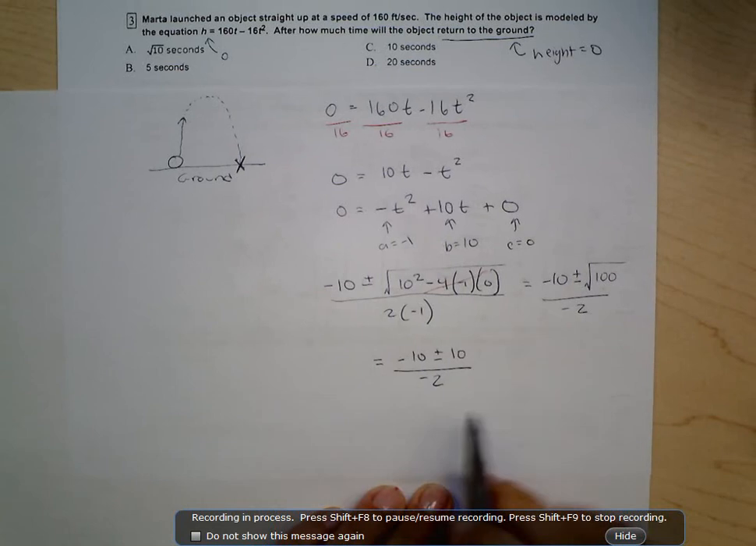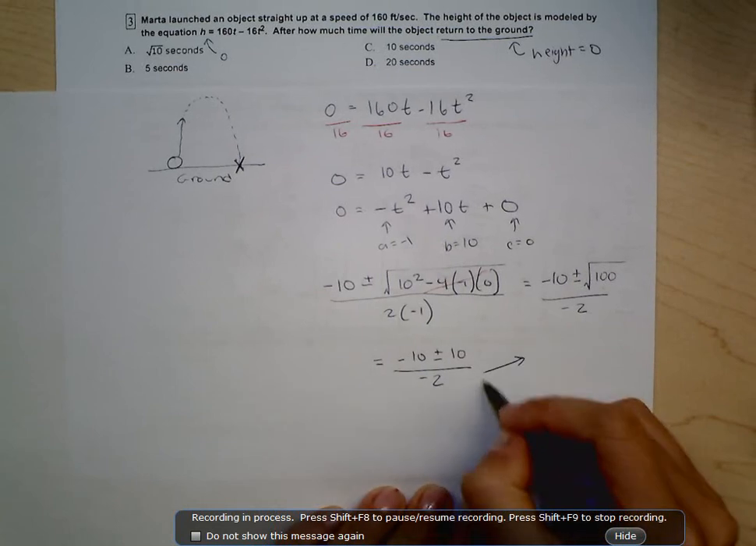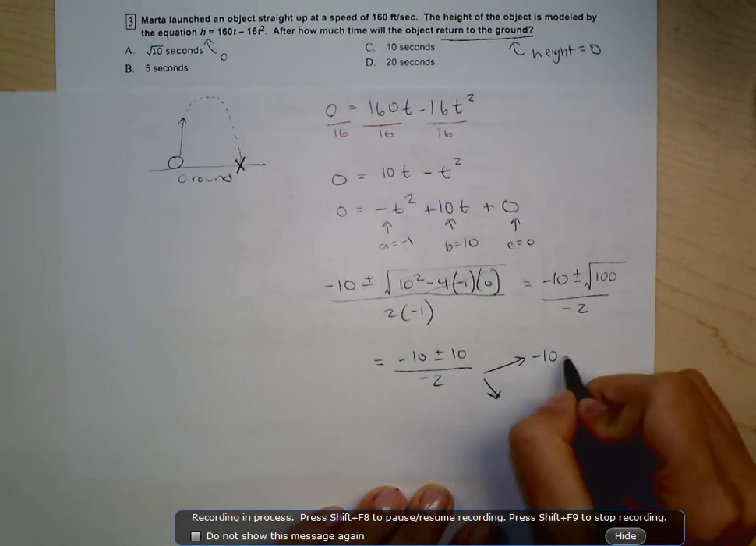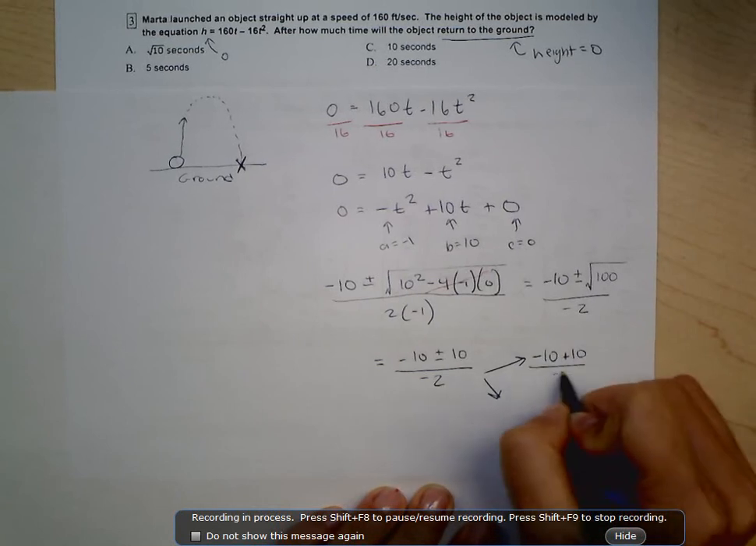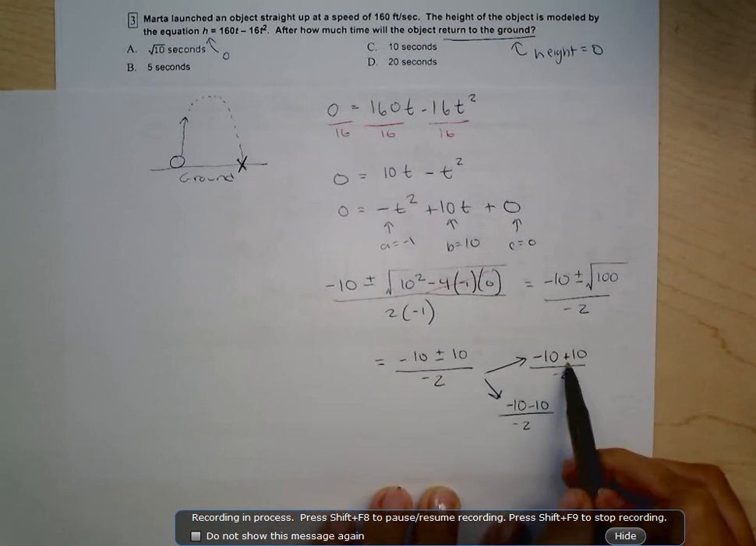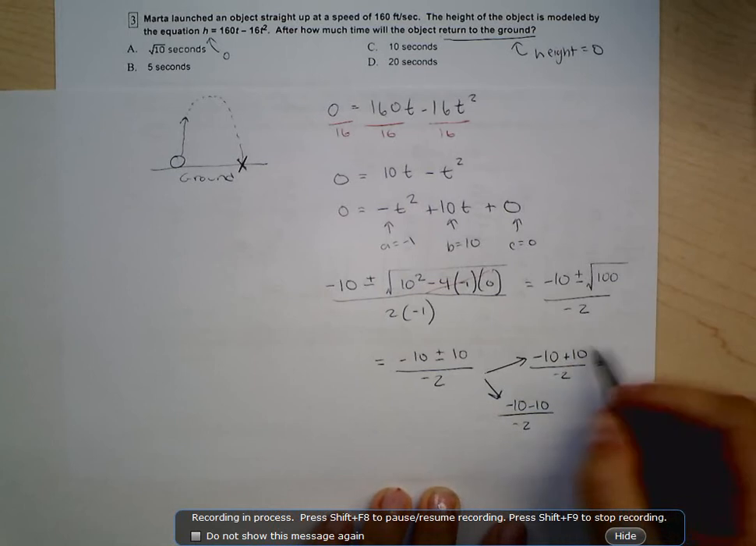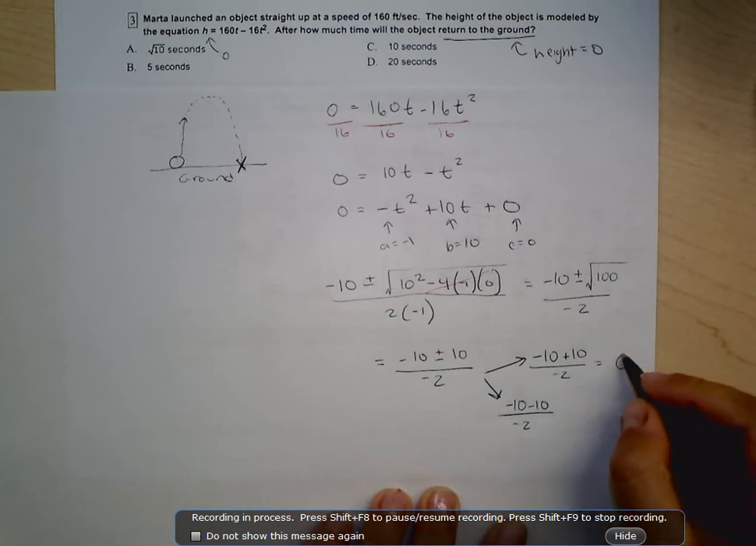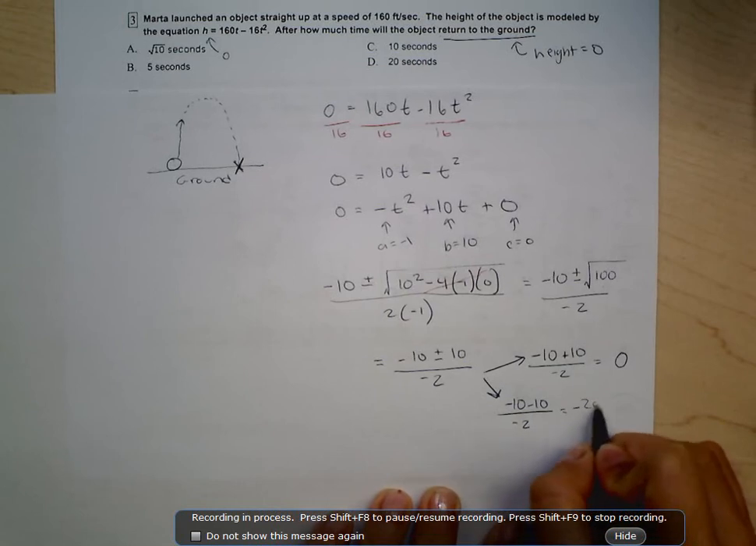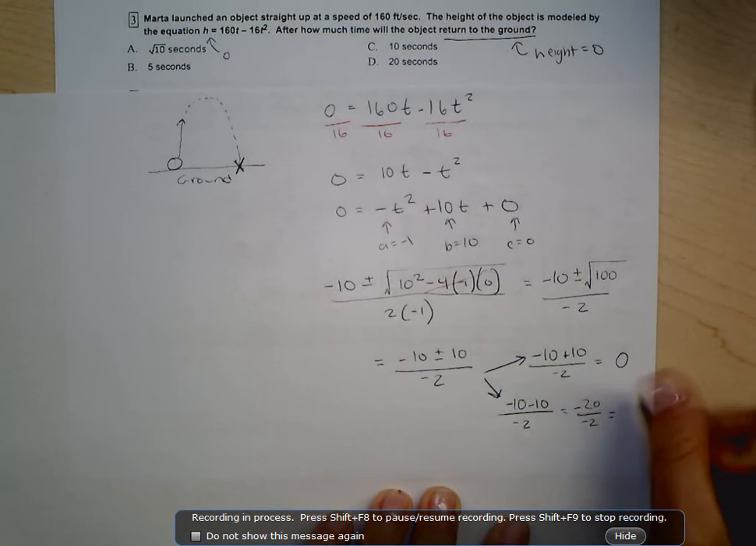So I'm going to have two answers here, right? A positive and a negative case. So negative 10 plus 10 over negative 2, and negative 10 minus 10 over negative 2. Negative 10 plus 10 is 0. 0 over negative 2 is just 0. Negative 10 minus a negative 10 is negative 20. Negative 20 over negative 2 gives me a positive 10.